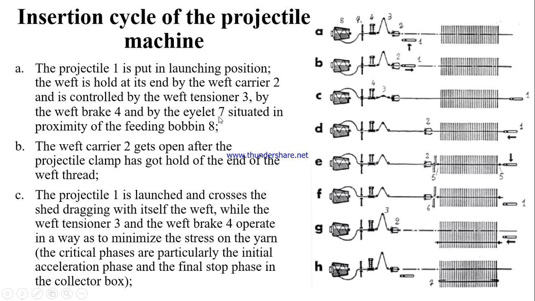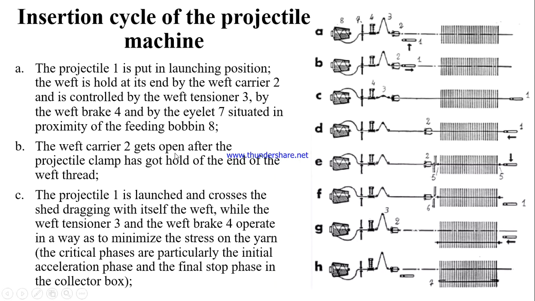And the eyelet 7, situated in the proximity of the feeding tube, feeding bobbin 8. This is the feeding bobbin 8, from which the yarn is withdrawn, and the yarn will be coming across the eyelet 7. The eyelet will prevent the unnecessary balloon also. Otherwise, during the weft insertion, there will be balloon formation. The eyelets also will prevent the balloon formation and keep the tension uniform.